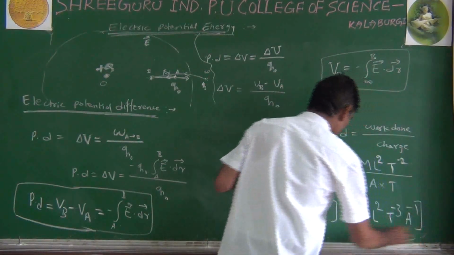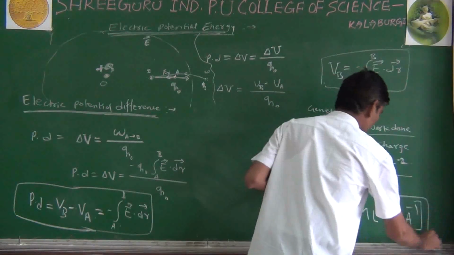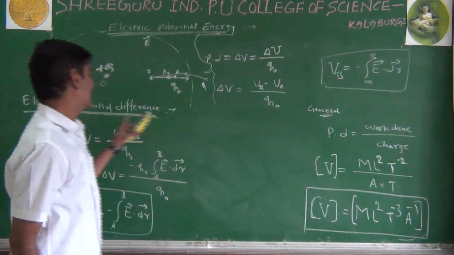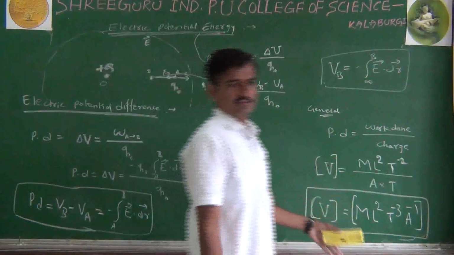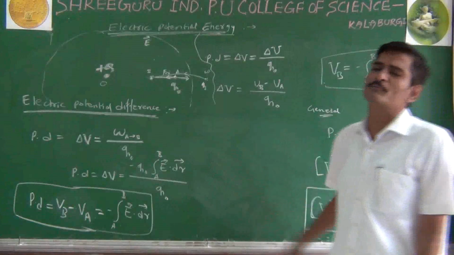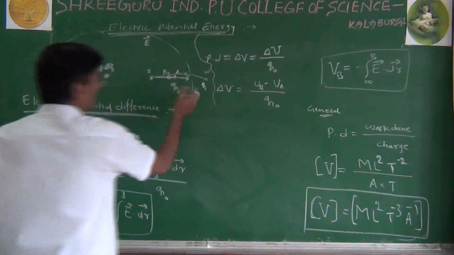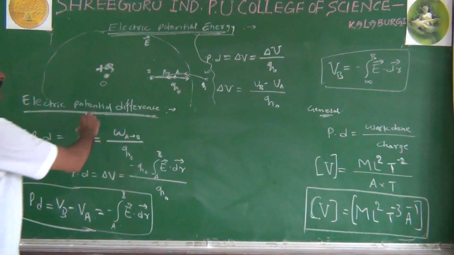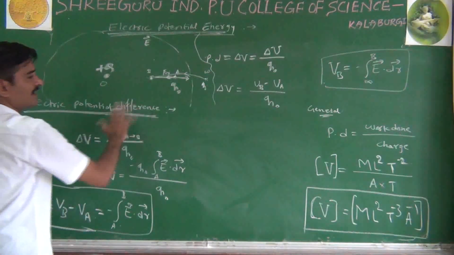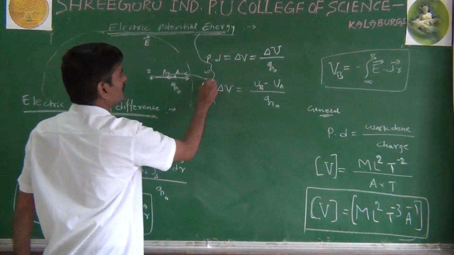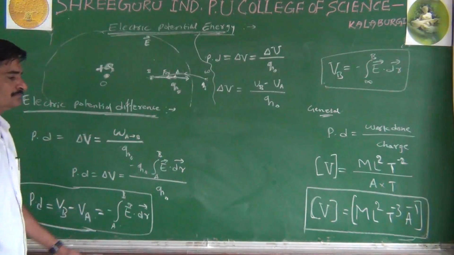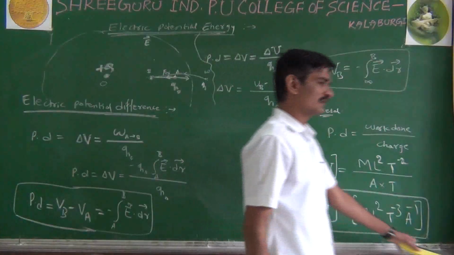So this is the dimensional formula of electric potential or potential difference. Electric potential and potential difference both will have the same dimension and same unit. Both are the same quantities, only with respect to what we are defining. We define potential difference between two points in the electric field, and electric potential from infinity to the point. Understood? So the dimensional formula of both is the same.